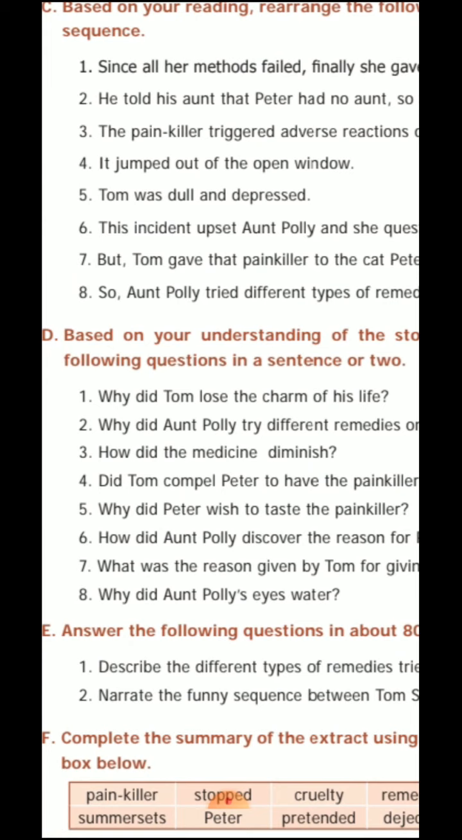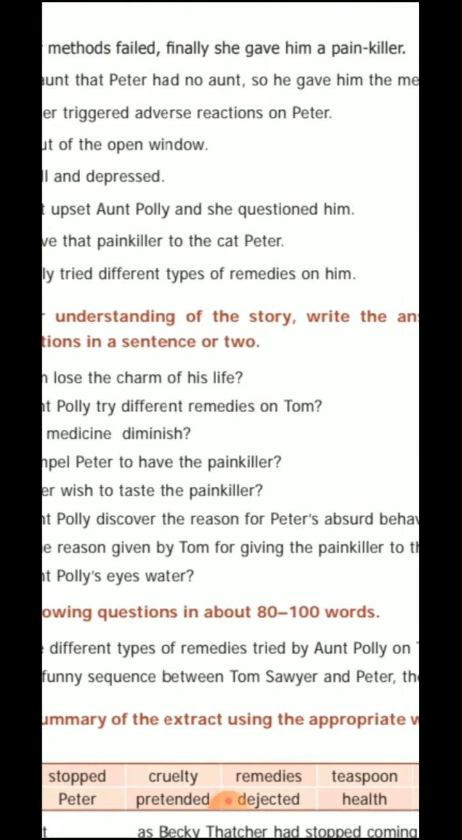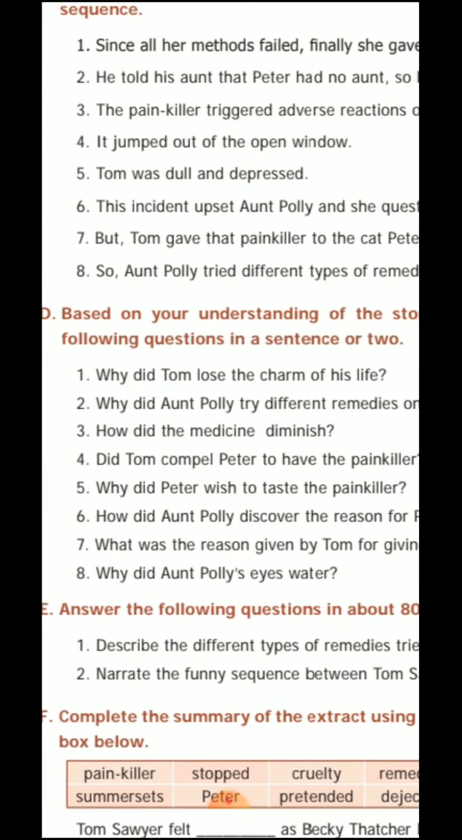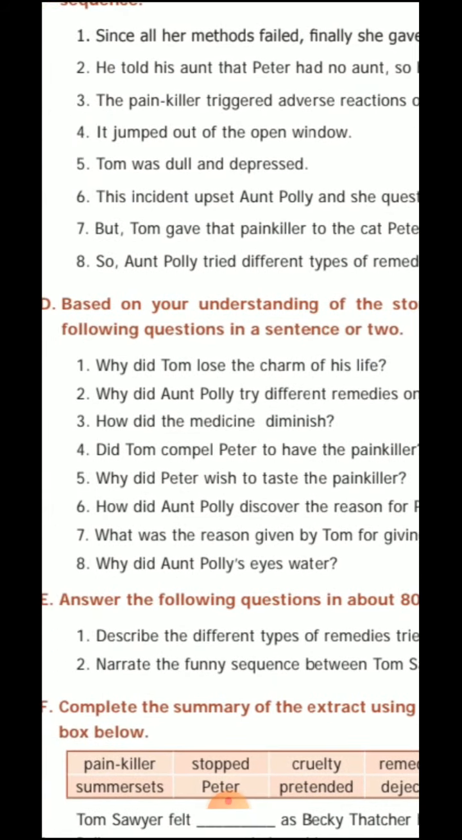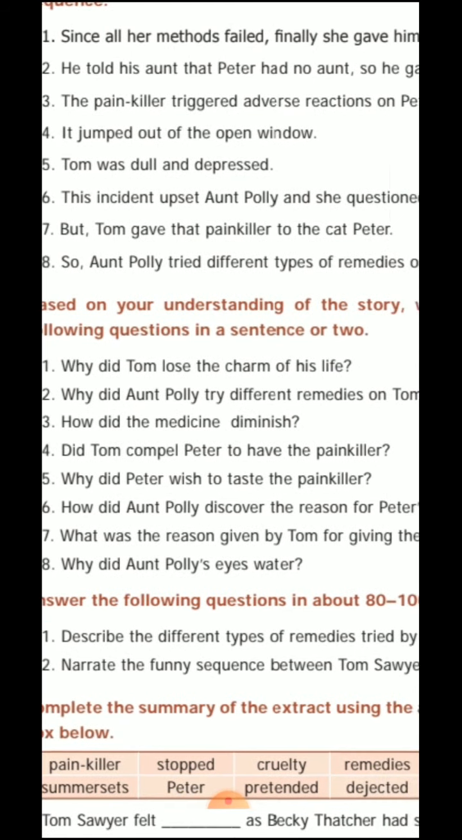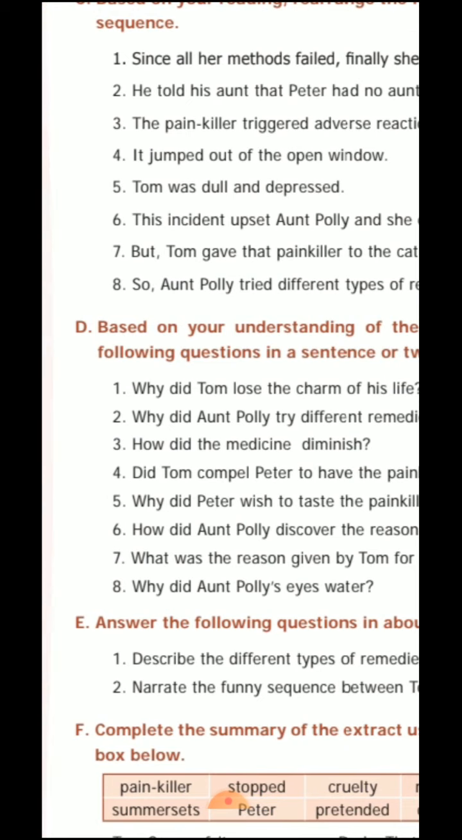Fifth, Tom was dull and depressed. Sixth, this incident upset Aunt Polly and she questioned him. Seventh, but Tom gave that painkiller to the cat Peter. Eighth, so Aunt Polly tried different types of remedies on him. Students, you have to go through the textbook, each and every line, and understand the concept. Then it is very easy for you to write answers for all these topics.